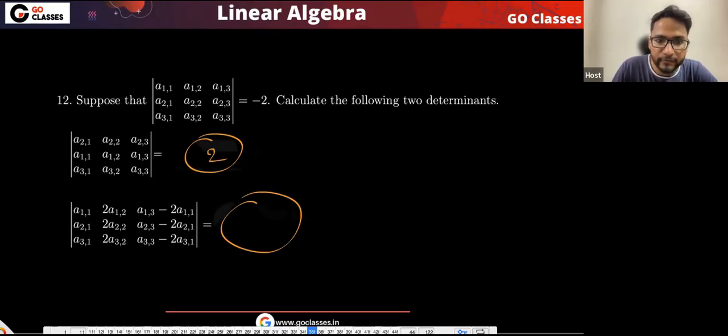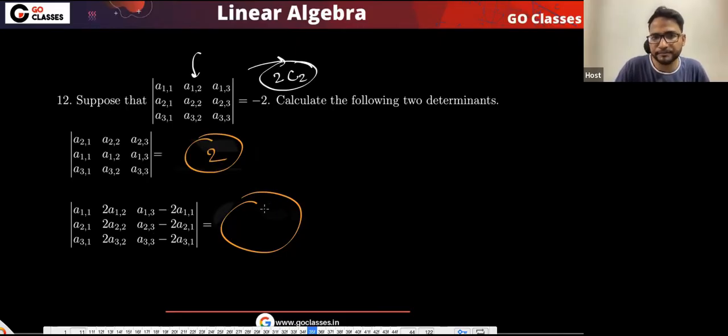What should be the answer here? This is A11, A12, A13. I think we have multiplied 2 here, and then we have done like this. It should be minus 4. Why? Because we have multiplied 2 here. We have replaced C2 by 2 into C2. That is why the determinant will also get multiplied by 2. And then we have used this subtraction. That is okay. So the answer is minus 4.